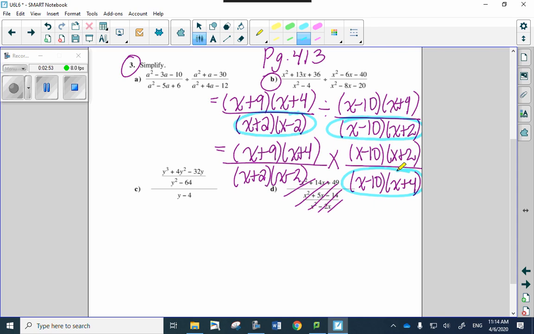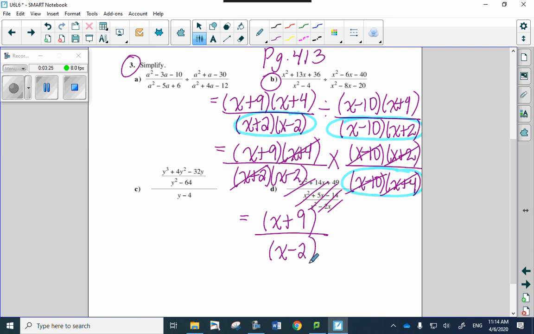Okay, so now if I go back to just simply multiplying, I'm ready to cancel things out. So what jumps out at me first? I see an x plus 4 on the top, an x plus 4 on the bottom. I also see an x plus 2 on the bottom, and an x plus 2 on top, and then an x minus 10 on the top, and an x minus 10 on the bottom. So now what I'm simply left with, if I multiply top times top and bottom times bottom, I'm left with x plus 9 on the top, all divided by x minus 2 on the bottom.